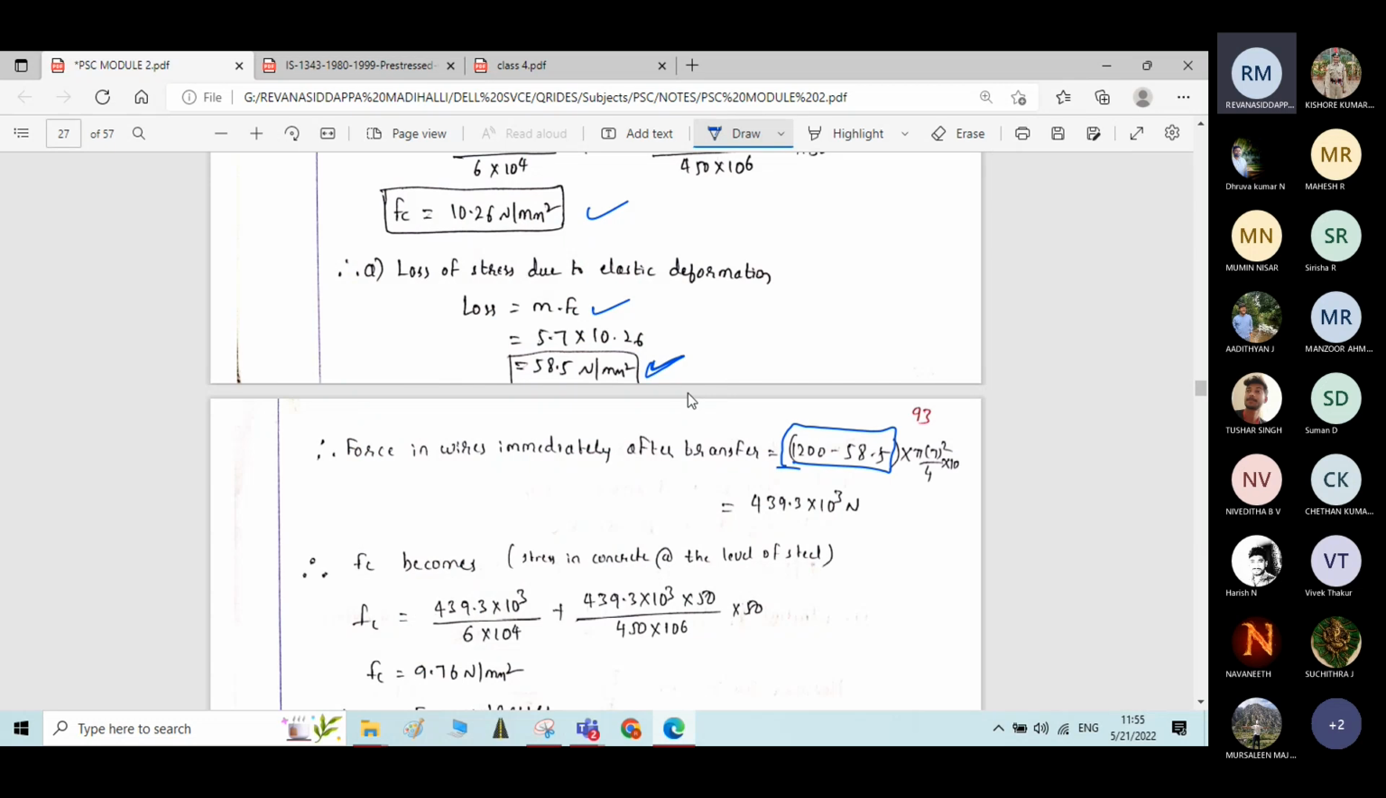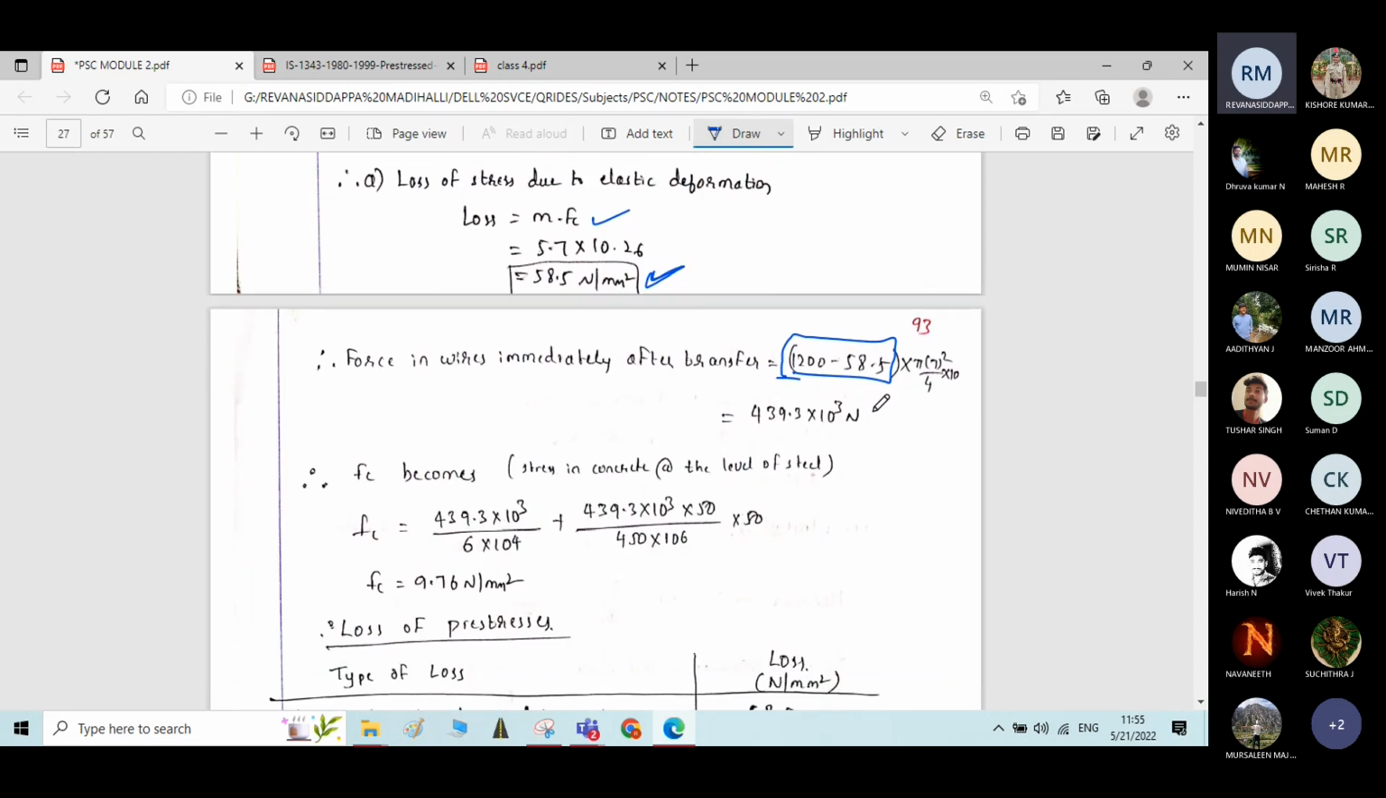So after getting the loss due to elastic deformation, you need to deduct that loss from the initial stress: 1200 minus 58.5. If you deduct, you get the initial pre-stress, which multiplied by the area of cable gives the initial pre-stressing force after allowing loss due to elastic deformation. That is 439.3 into 10 power 3 Newton.